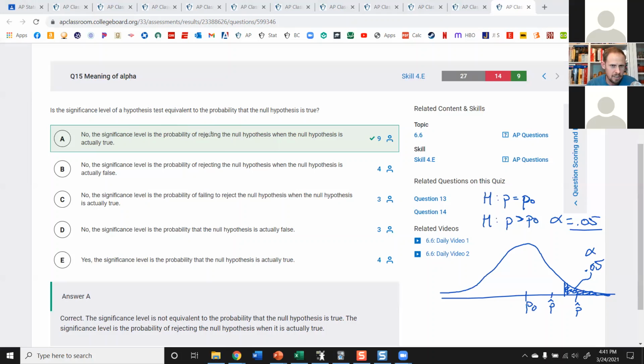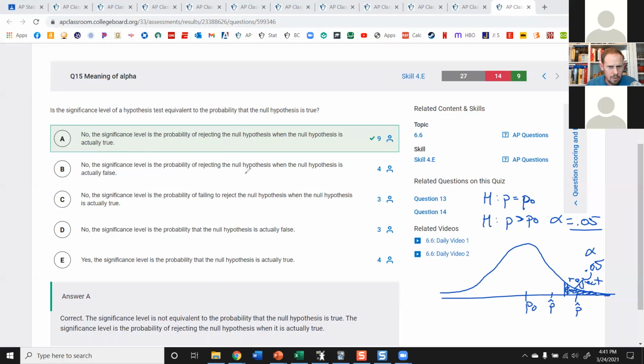So the significance level is the probability of rejecting the null hypothesis when the null hypothesis is actually true. Yeah, that's actually what it is. It's the probability of ending up here in this rejection region if P naught is actually true.